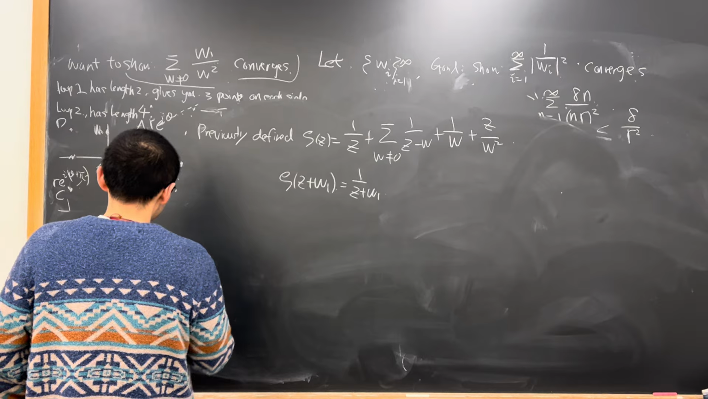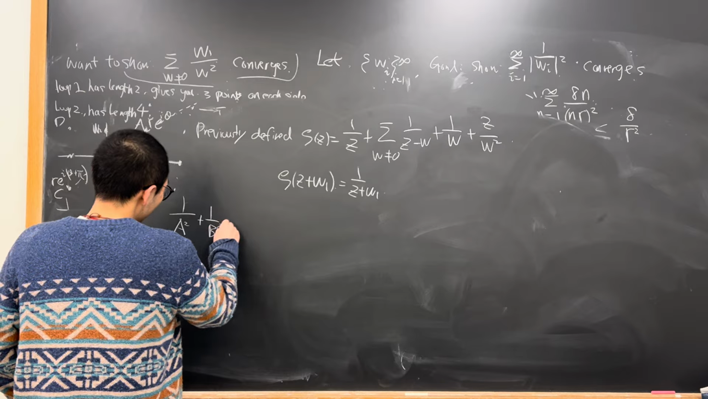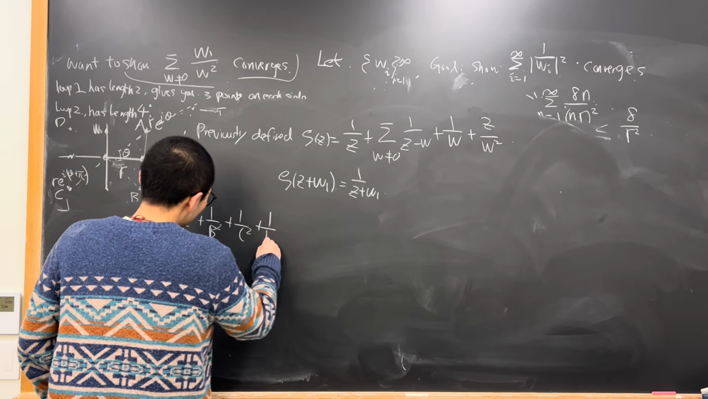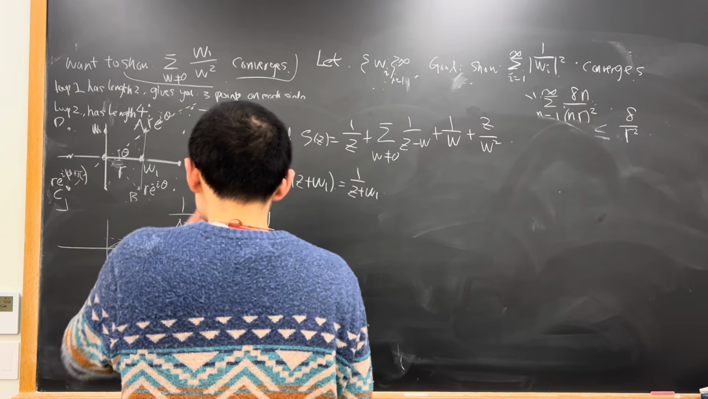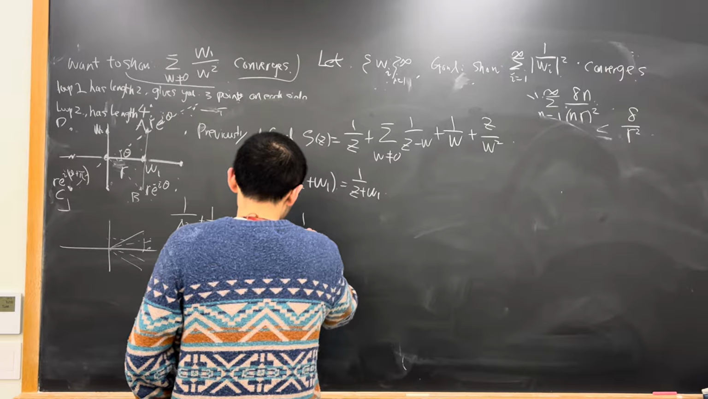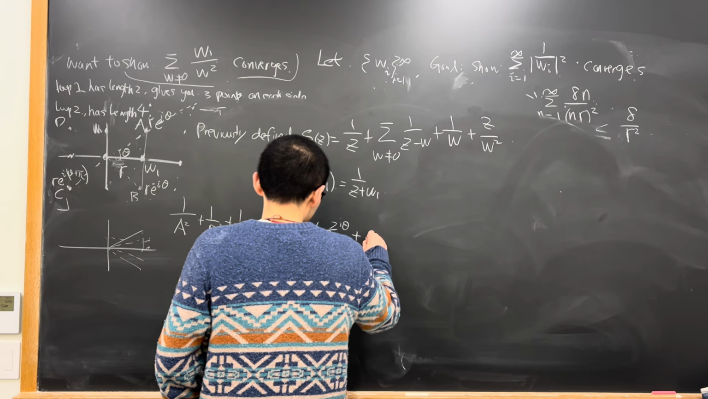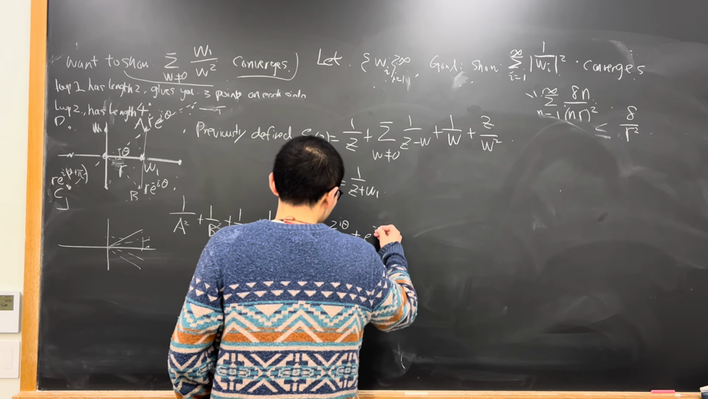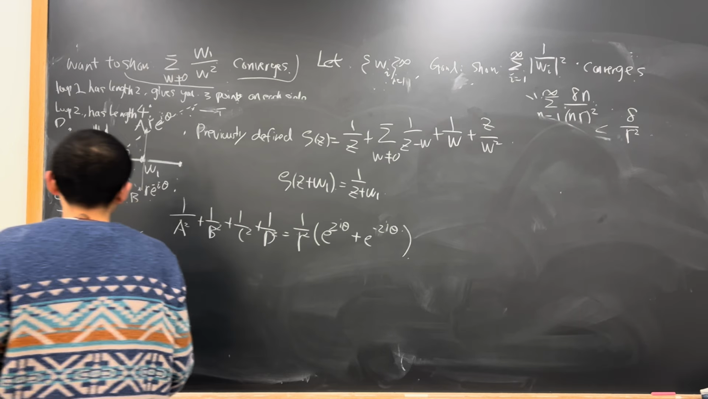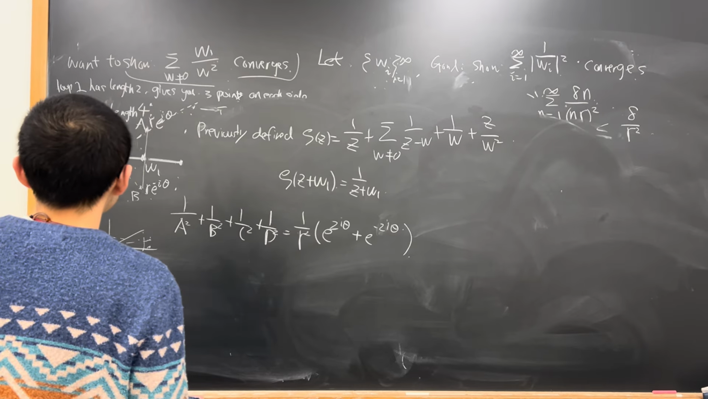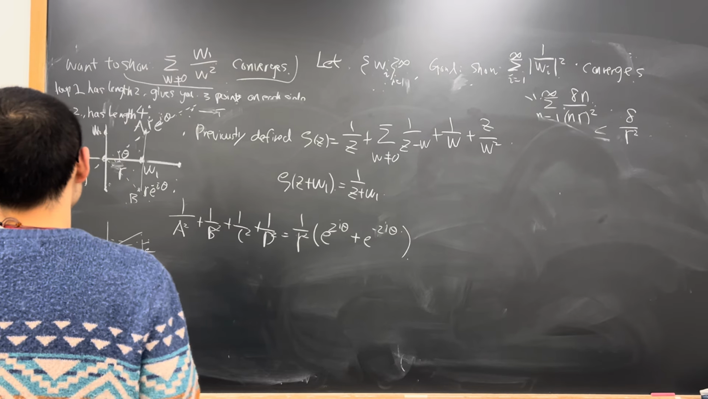Okay, let me write it down again. So if you have 1 over a squared plus 1 over b squared plus 1 over b squared, then it is equal to exactly 1 over r squared times e to the 2i theta plus e to the negative 2i theta. Yeah, so you are dividing.